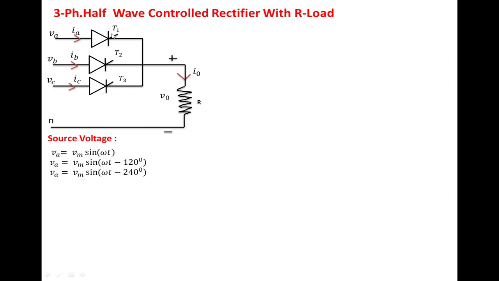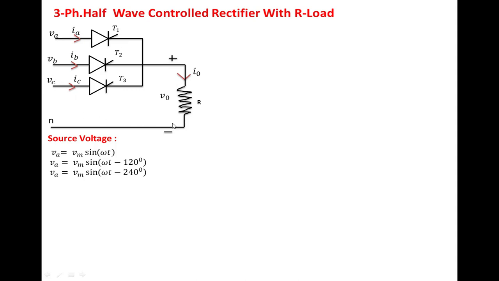Suppose T1 is on, the remaining two devices are off. When T1 is on, A is connected to the load, so the load voltage is equal to the phase A voltage. Suppose T2 is conducting, the remaining two devices are off. Now phase B is connected to the load, so the load voltage becomes phase B. In the same manner, if T3 is conducting, the remaining two devices are off, and the load voltage becomes phase C.